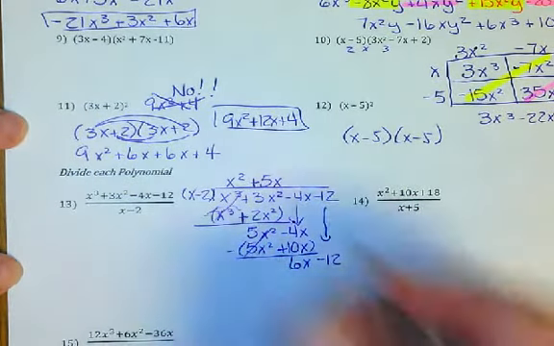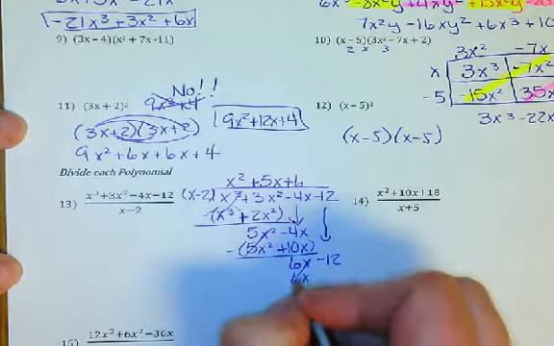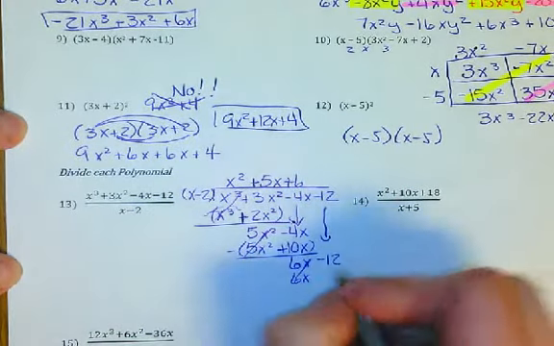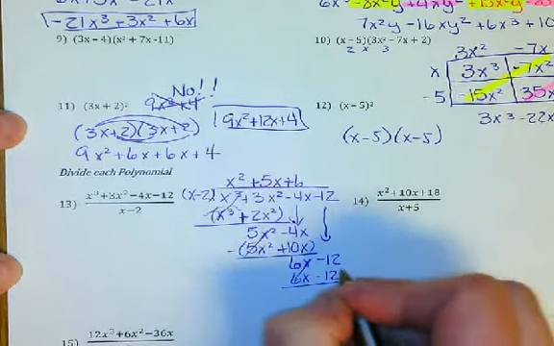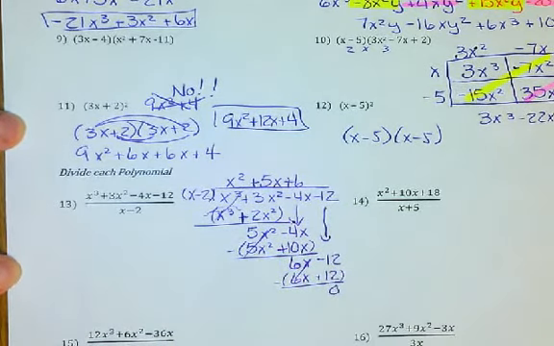Okay, what times x will give you 6x plus 6? 6 times x is 6x. Again, those always cancel out. 6 times negative 2 is negative 12. And you'll notice that also cancels out. So your answer here is x squared plus 5x plus 6.